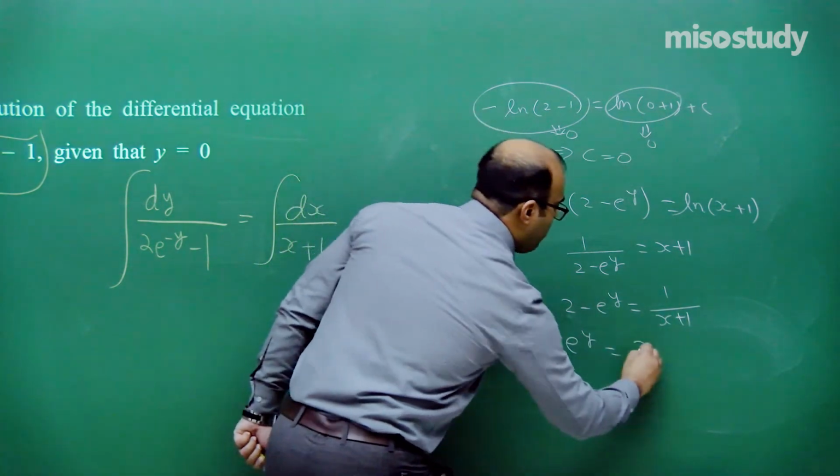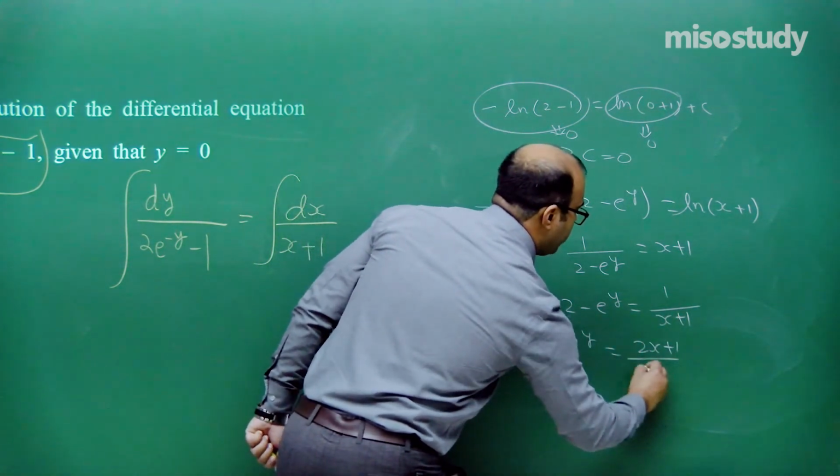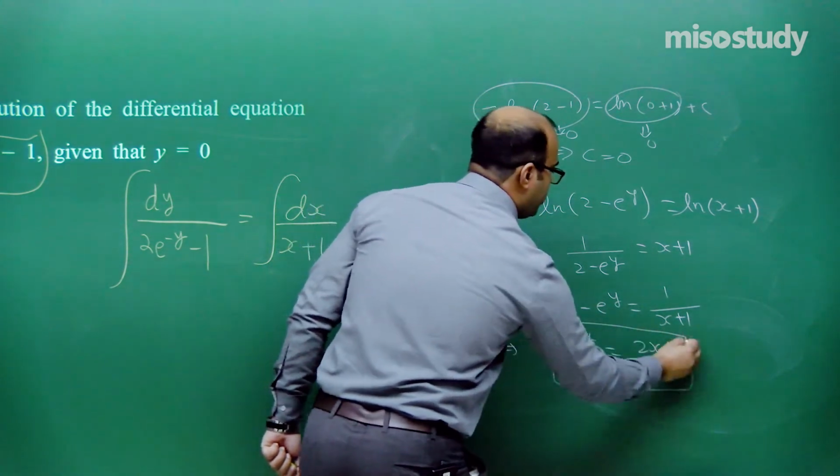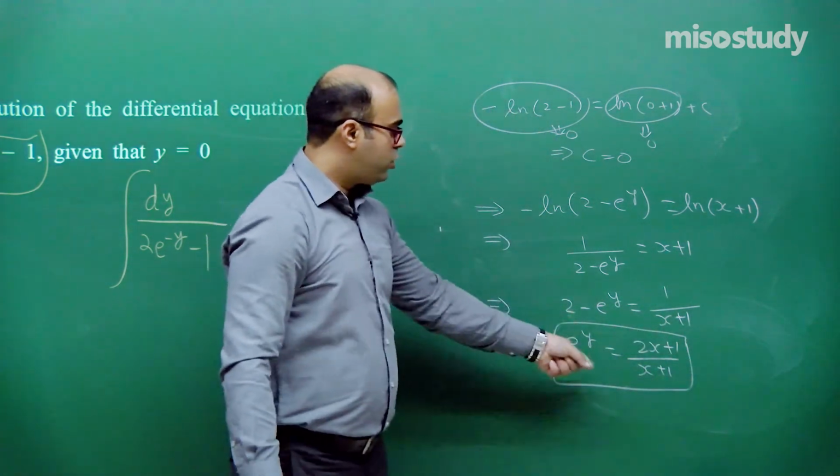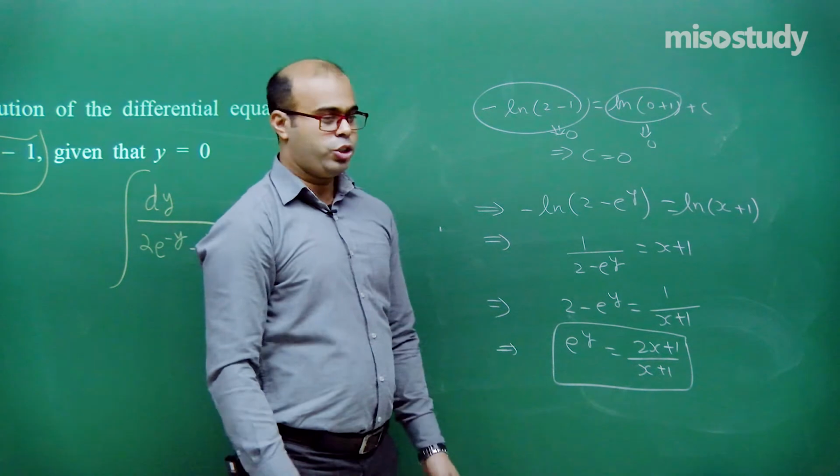So (2x + 1)/(x + 1). This is what you will get after the simplification, and this is the answer for this particular question.